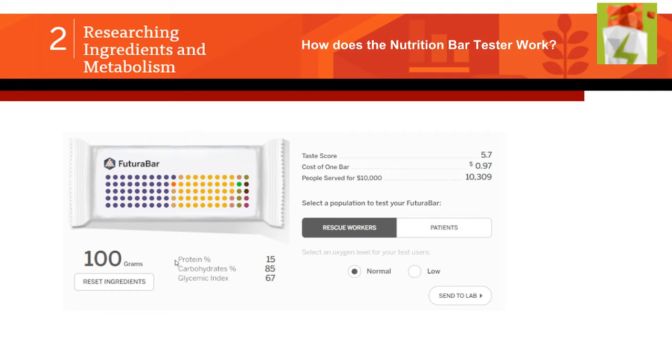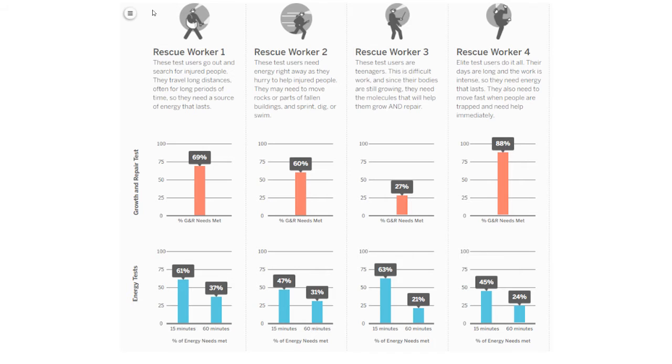It has these things: a protein percentage of 15, carbohydrates of 85, a glycemic index of 67. It has a taste score of 5.7, which is actually quite good. It costs less than $1, which is very good for cost, and it's serving rescue workers. For the first week and a half, you'll almost only pick normal oxygen with rescue workers. You could also choose patients to see that, but we'll get there in a couple days. Once you send it to the lab, it'll tell you this information.